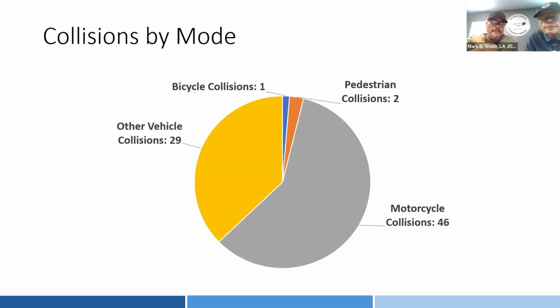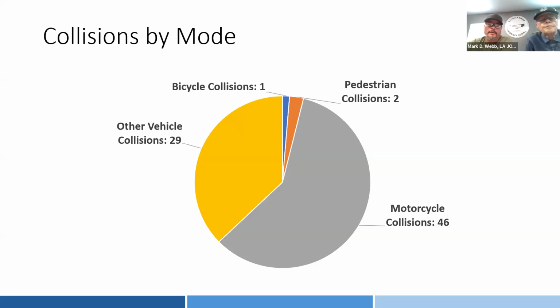Okay, collisions by mode, as you can see on the dots here: bicycle, pedestrian, motorcycles, other vehicles. Our sphere of influence is the reservation and the study area, which goes out beyond the reservation. You can see the severity of accidents and the different types of accidents.